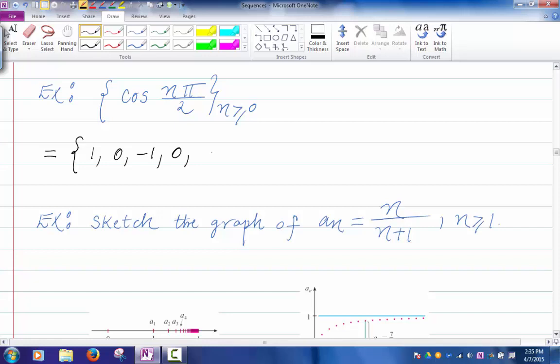What do you get after that? So what's happening here? So this pattern 1, 0, minus 1, 0, that's repeating. Okay? Everybody's okay? So I actually know exactly all the terms of this sequence.